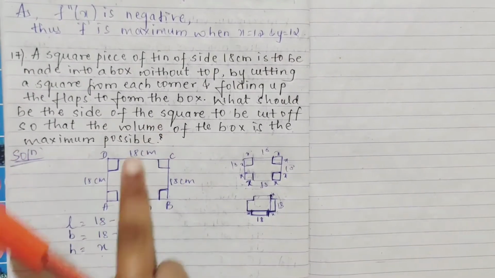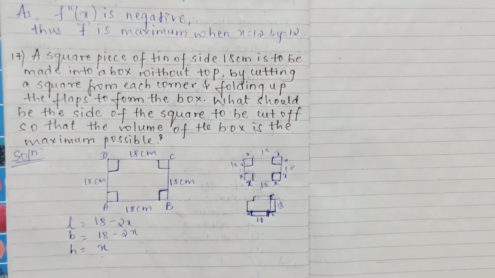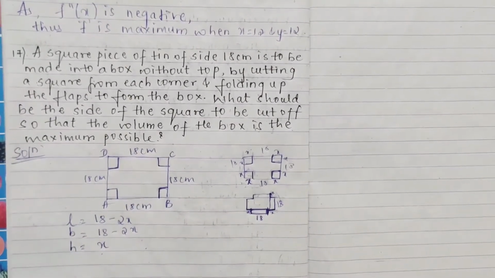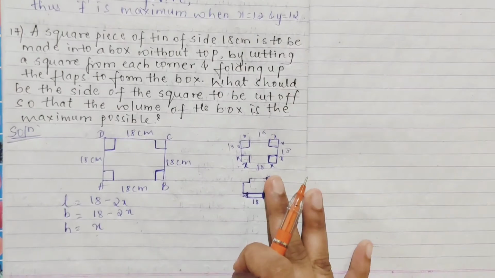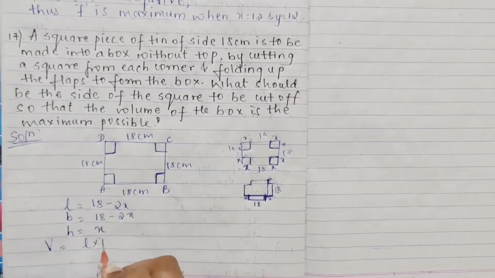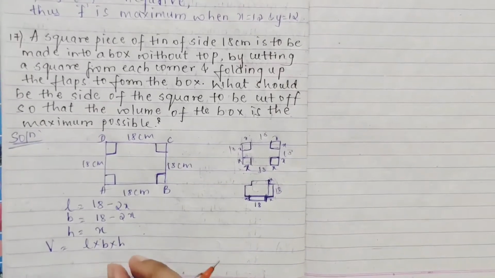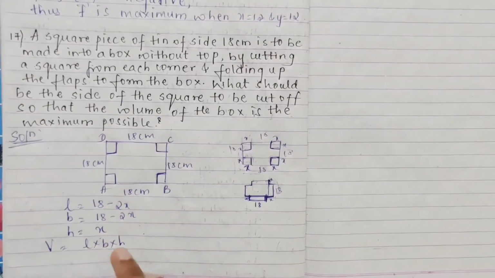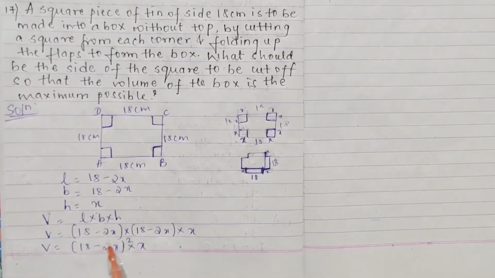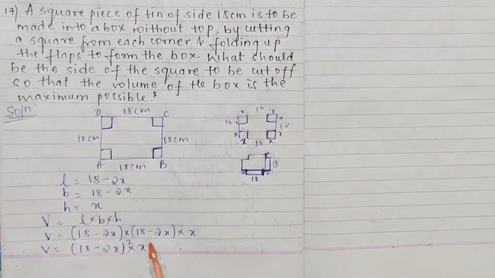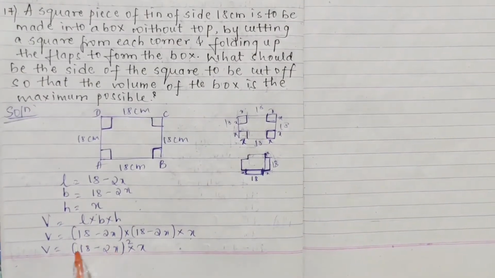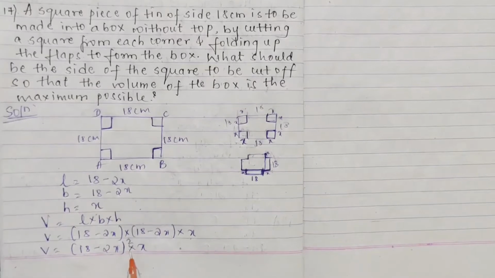Because they have said volume, so for volume, length, breadth, height, all three we need, and we have calculated our length, breadth, height. And what is our volume formula? Length into breadth into height. So V is equal to length into breadth into height. So whatever relations we have taken, just write it down. Substitute your L, B, H. L is your 18 minus 2x, B is your 18 minus 2x, and your H is x. So here 18 minus 2x, the whole square, into x.